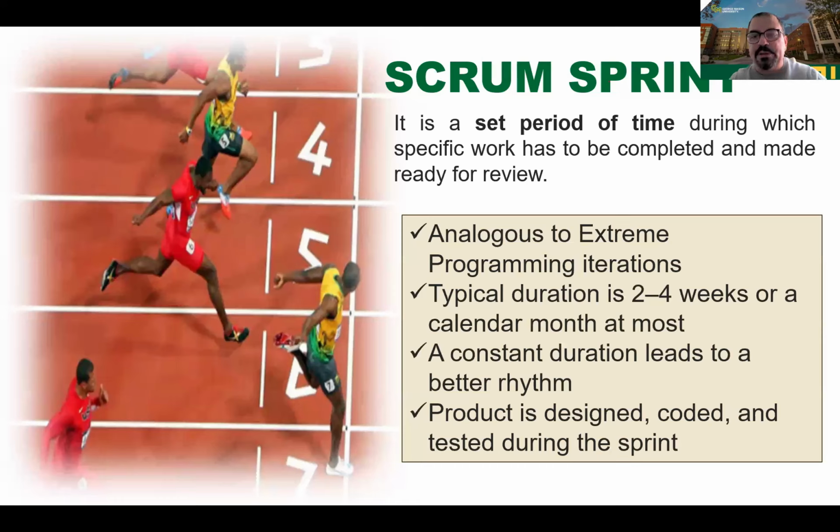Back to the Scrum Sprint. What is the Scrum Sprint? It's a set period of time during which specific work has been completed and made ready for review. It is analogous to iterations in other programs. Its typical duration is 2 to 4 weeks, but the most common is 2 weeks. A constant duration leads to a good rhythm. You never change. You start with 2 weeks, it is 2 weeks until the end. During the sprint, the project is designed, documented, coded, and tested. It is a done software.